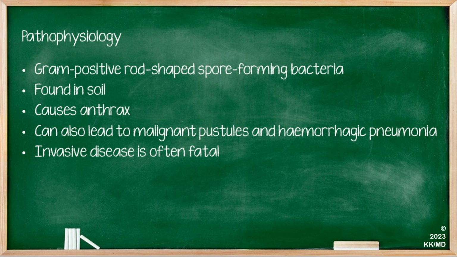Bacillus anthracis is a gram-positive, rod-shaped, spore-forming bacteria which is found in soil. It is the cause of anthrax and can also lead to malignant pustules as well as hemorrhagic pneumonia. Invasive disease is often fatal.